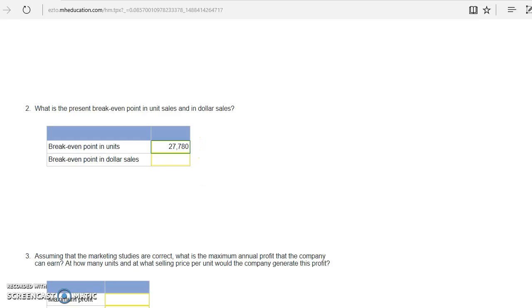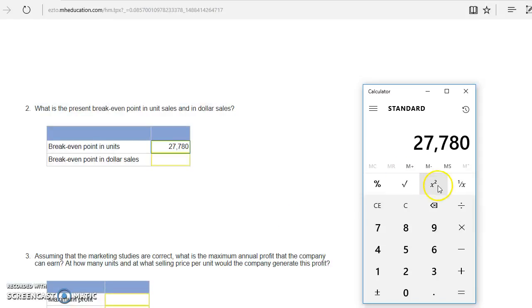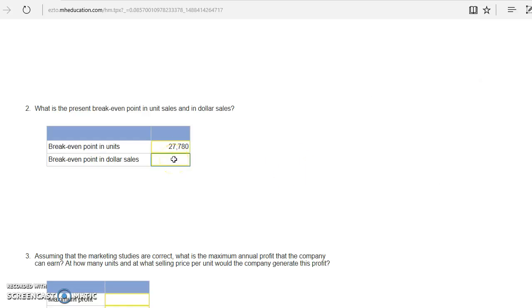Now to figure out how much in sales, I can multiply that by my sales price times 93. That would be 2,583,540. Or I can take my fixed cost of $833,400 and divide it by my contribution margin ratio of 0.323, and I will get approximately the same number, 2,583,540. That will give me about the same number for the break-even dollars.